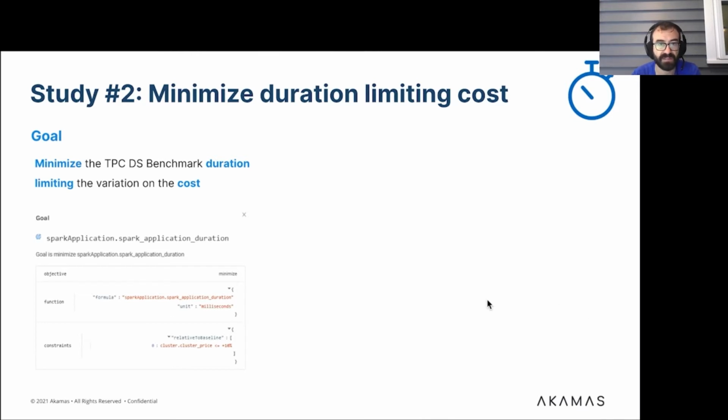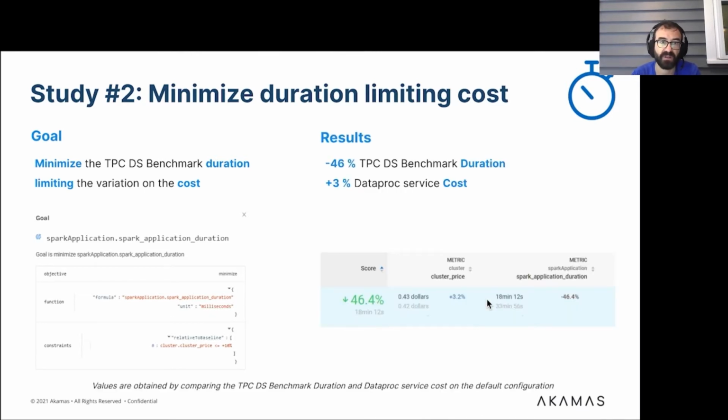As you can see, the results are now very impressive. The machine learning-based optimization identifies a configuration that reduces the duration of the benchmark by 47%, while increasing the Dataproc cost by only 3%. This is a way more interesting result than the previous one. Let's now have a look at this new configuration.